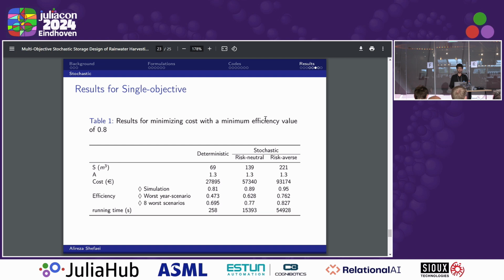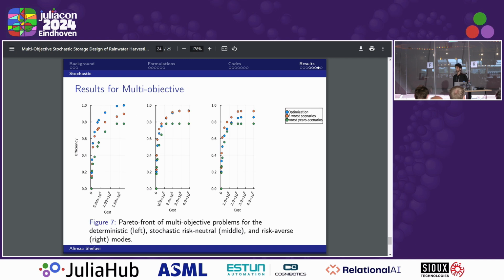This result represents our stochastic programming for minimizing the cost, considering a minimum value for the efficiency. As you can see, we get a higher efficiency in the risk averse and risk neutral compared to the deterministic case when we consider the worst case scenario and 8 of the worst scenarios. And also, when we solve the multi-objective optimization, we get a similar result. This figure also follows the result of the previous table. For example, for the 8 worst scenarios and for the worst year scenario, we have a higher value of efficiency when we solve the risk averse and risk neutral compared to the deterministic one.